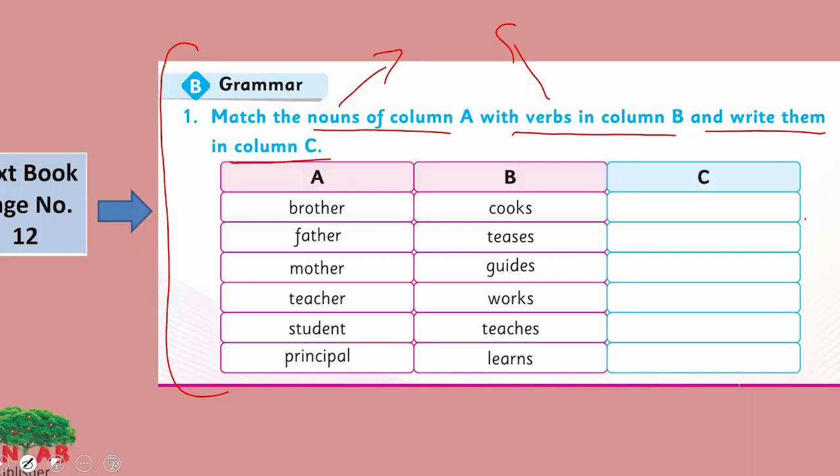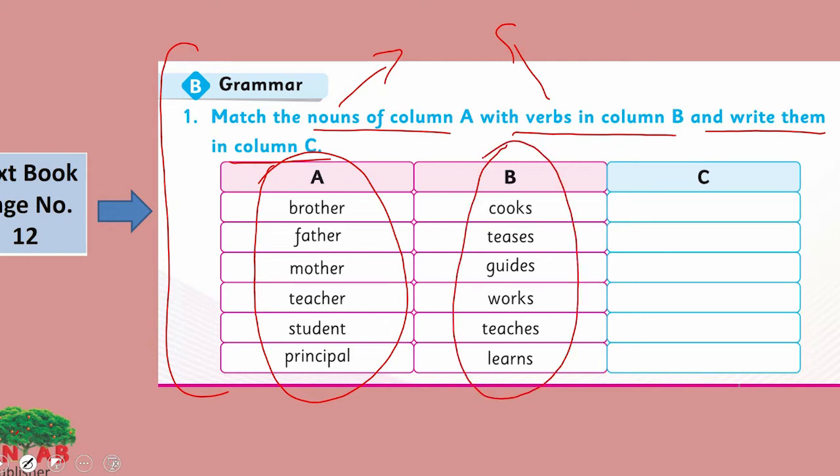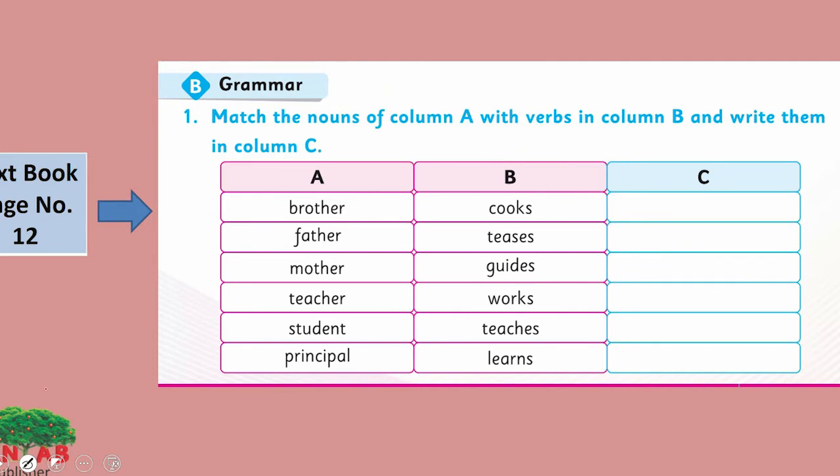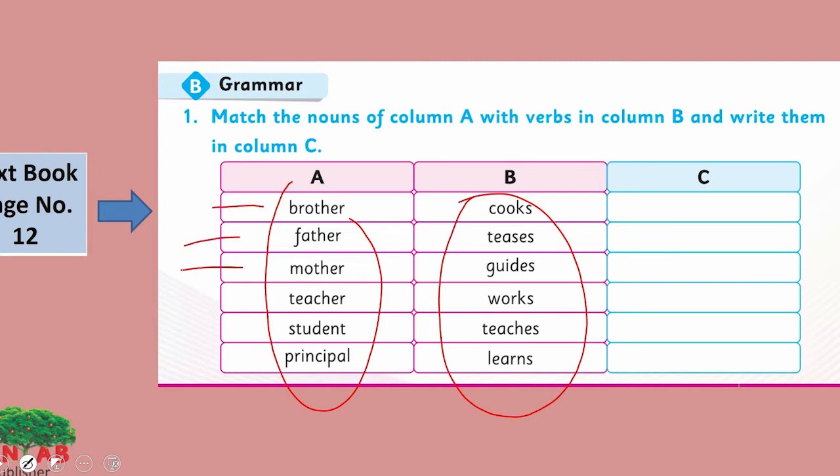What you need to do, match the nouns of the column A here. These are all the nouns. With the verbs in the column B, we have verb here and write them in column C. What you need to do, match the things with the noun here with the verb here. You have to generally guess what these nouns mostly do. This is very easy, you can guess this very easily.